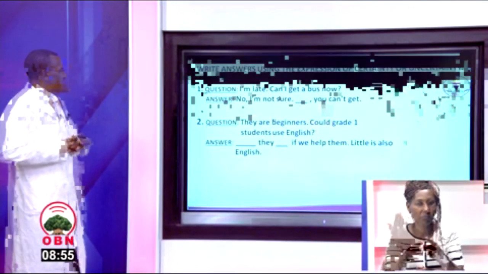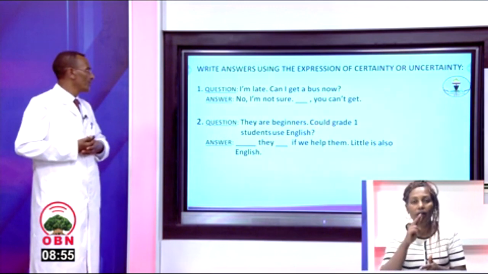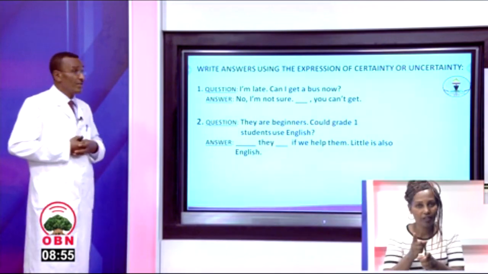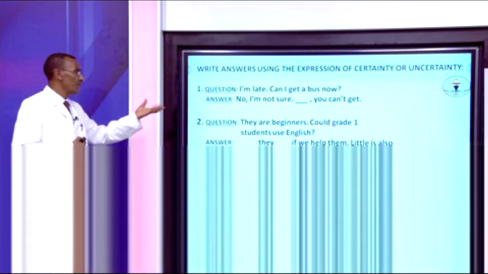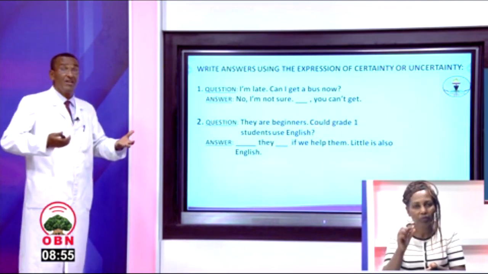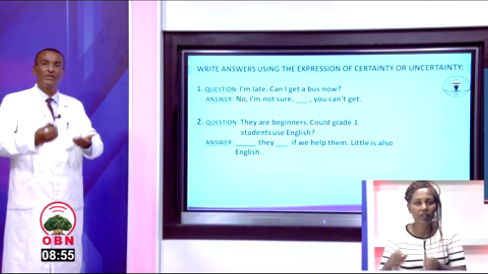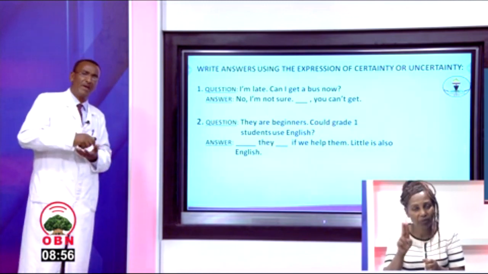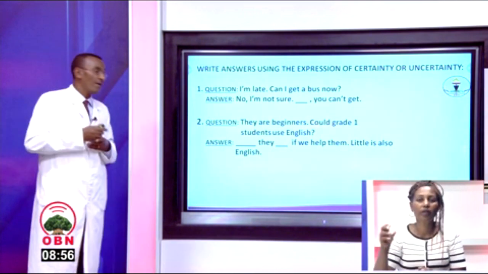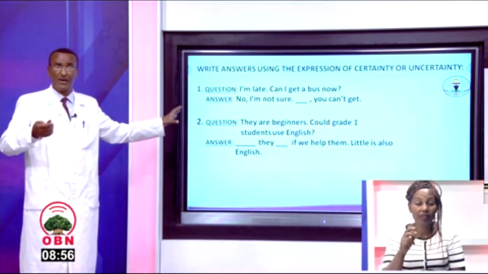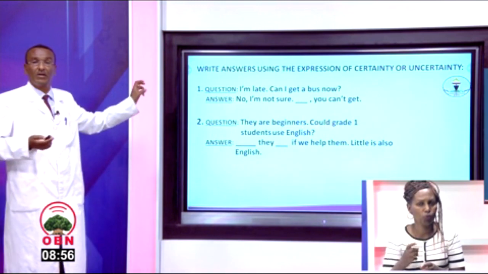Second question, they are beginners. Could grade 7 students use English? The answer to this question could be used in certainty or as uncertainty. Then words will guide us. They dash if we help them. Little is also English. That means they can use English, although it is little English. So is it certainty or uncertainty? Should we use may or certainly, or surely? Decide. This is a little bit challenging for you, I know, but it is not much. It is only two questions.